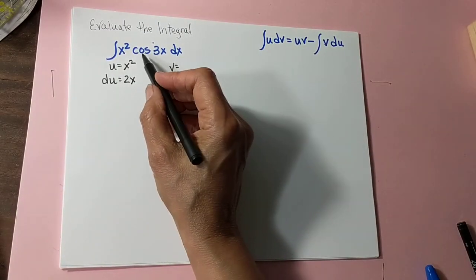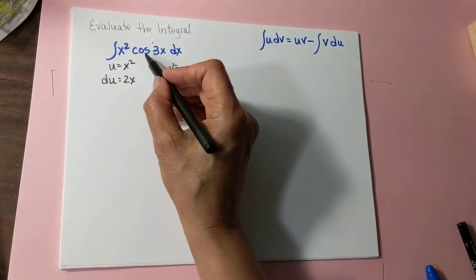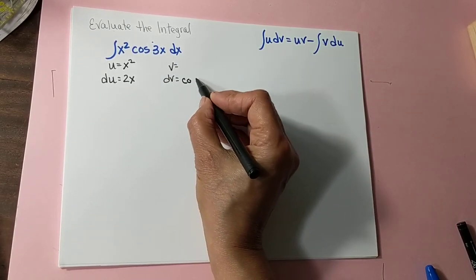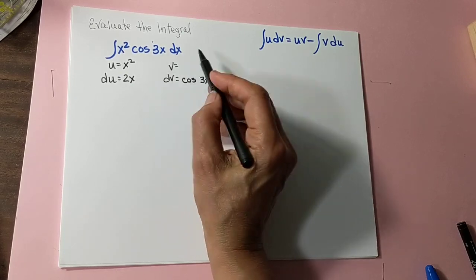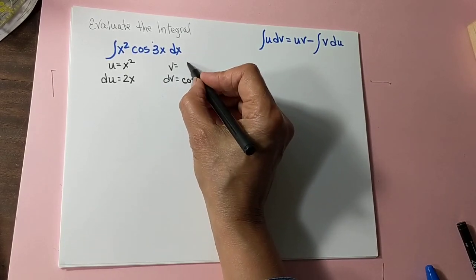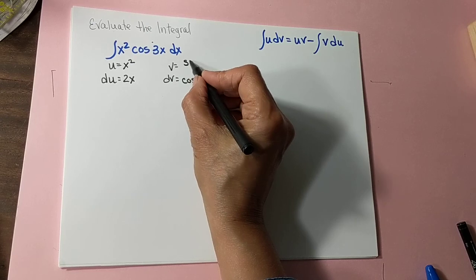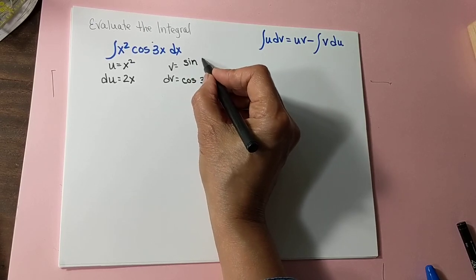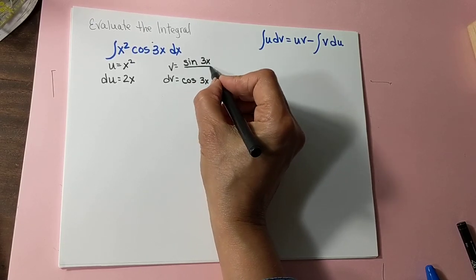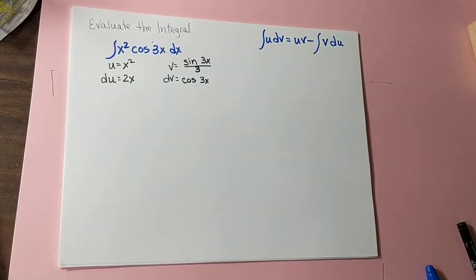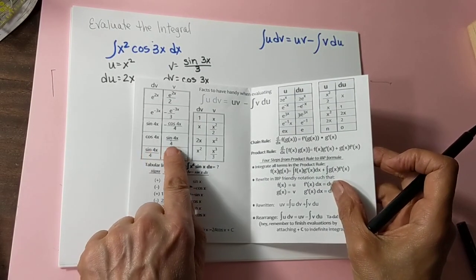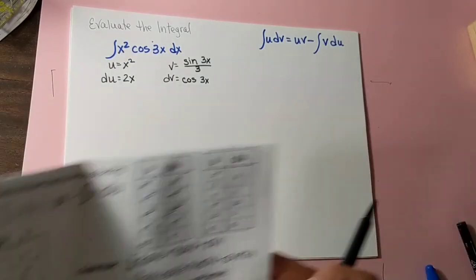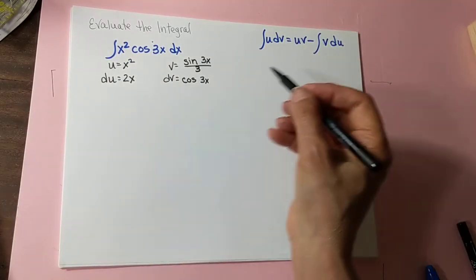It's in the notes. And now that means my dv is going to be cosine 3x. Integrating cosine 3x is sine 3x over 3. And again, I know that because I see something very much like that over here, and that helps me out.